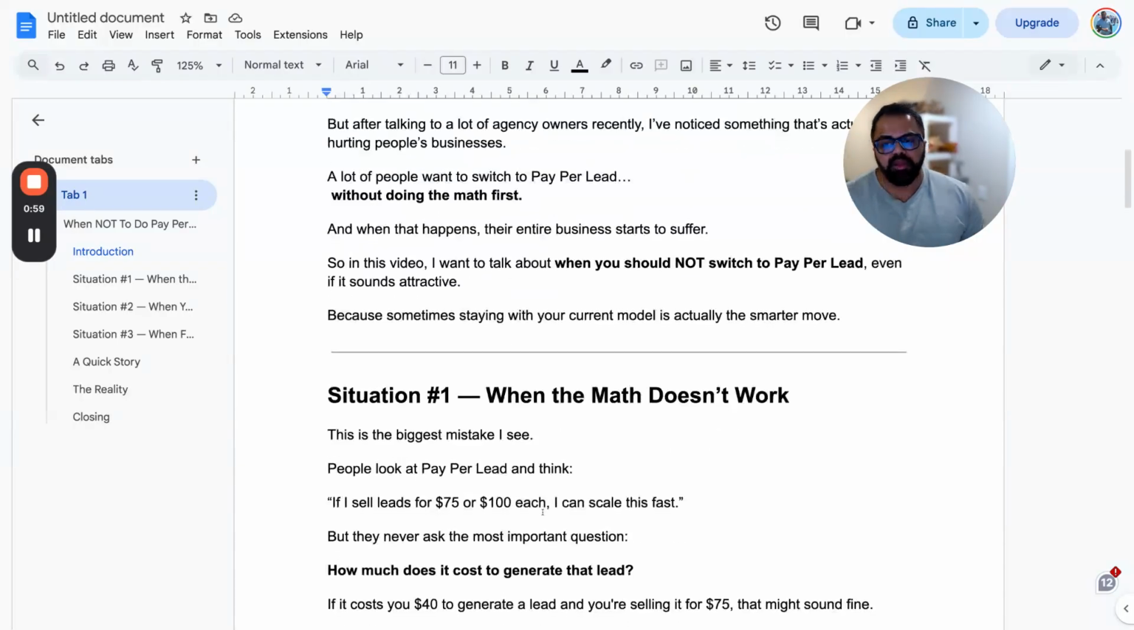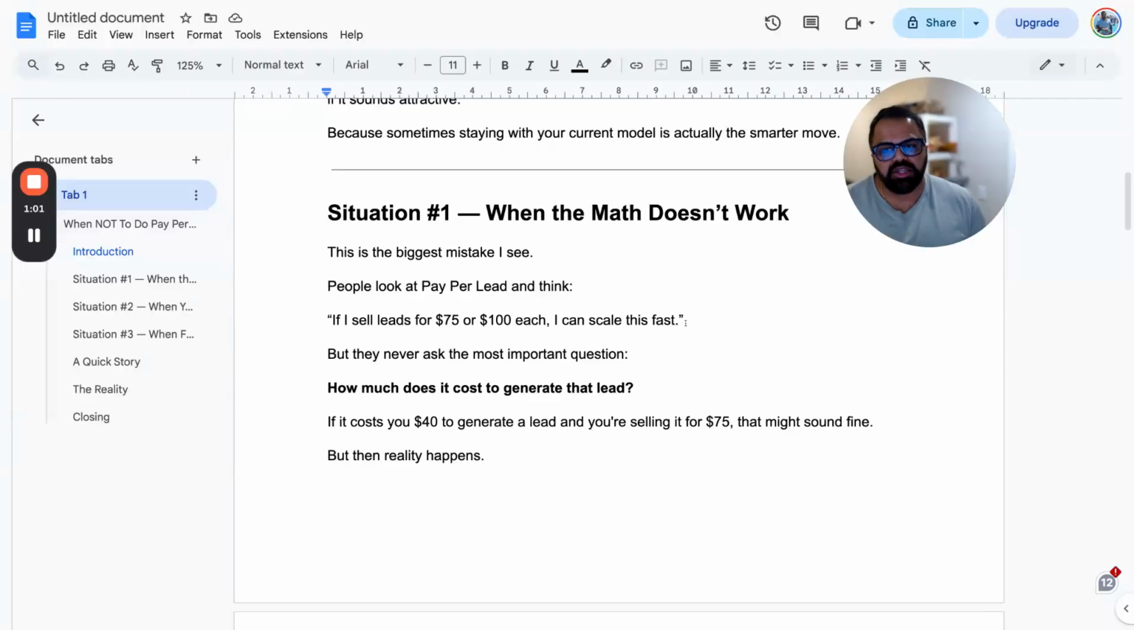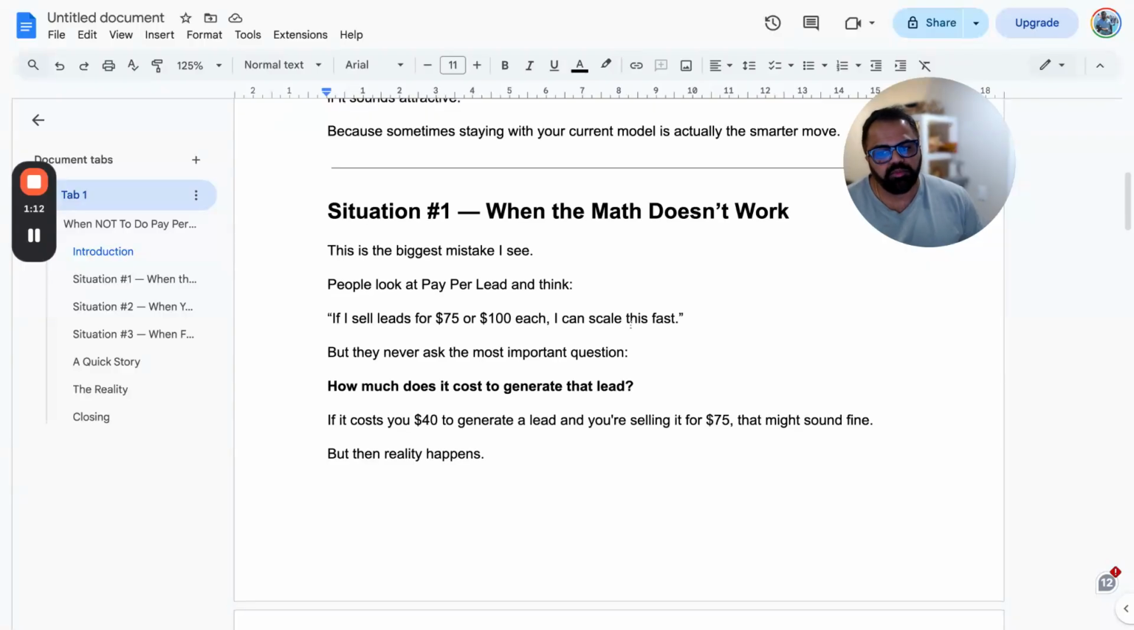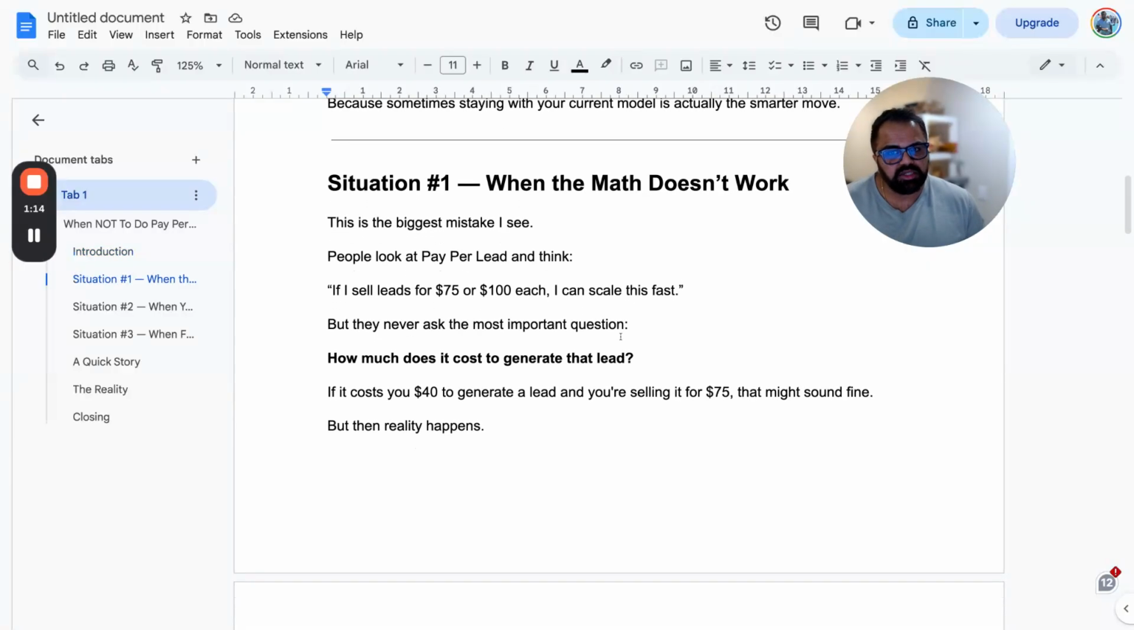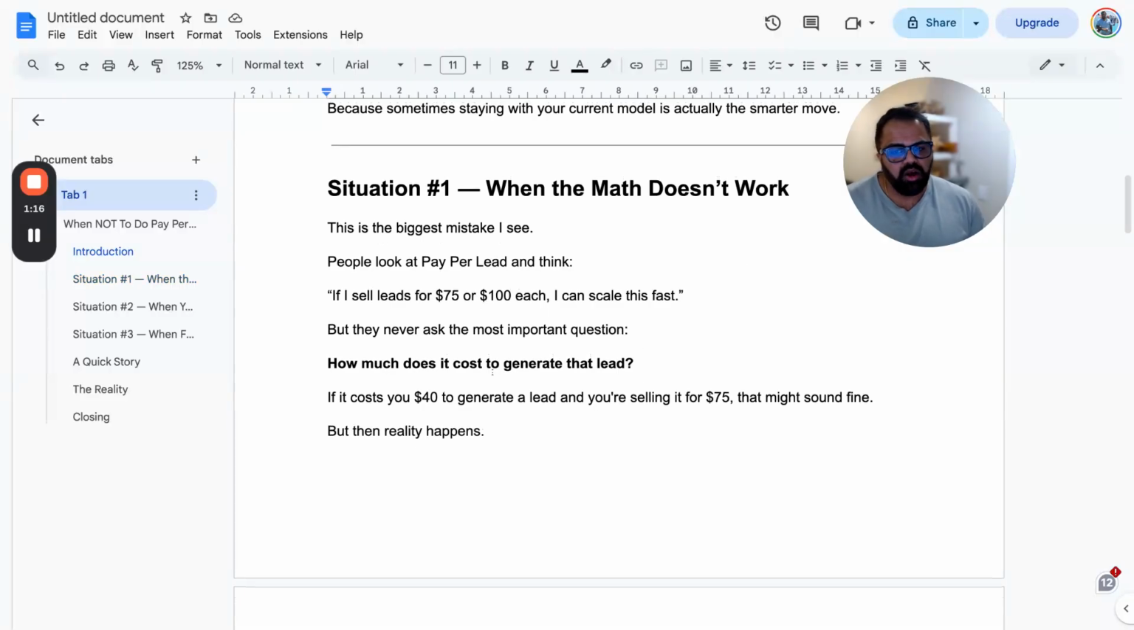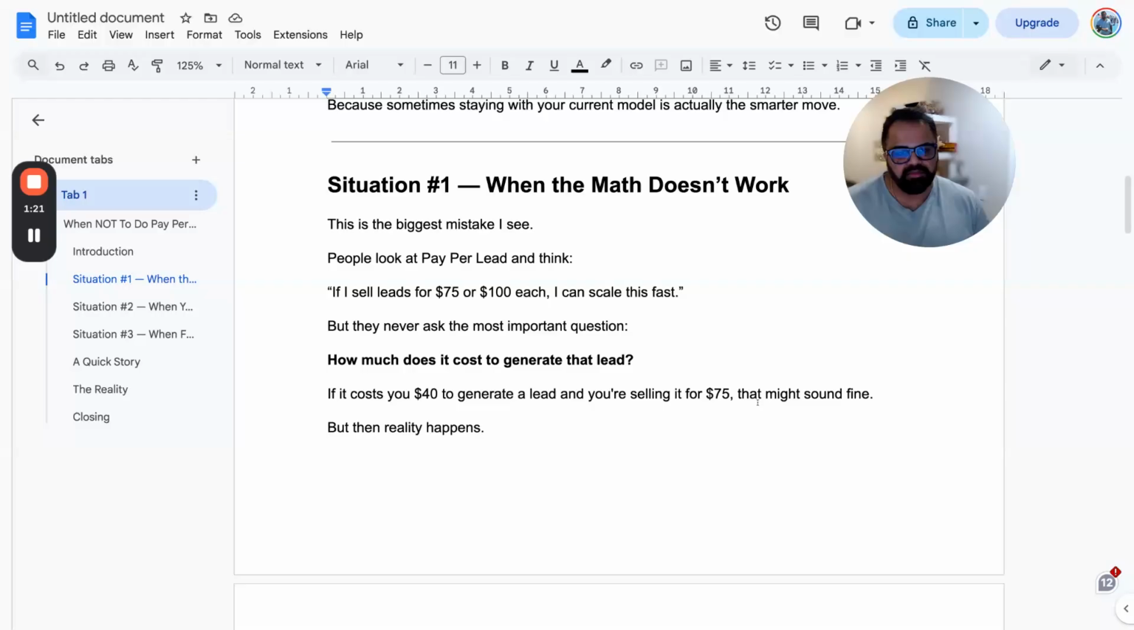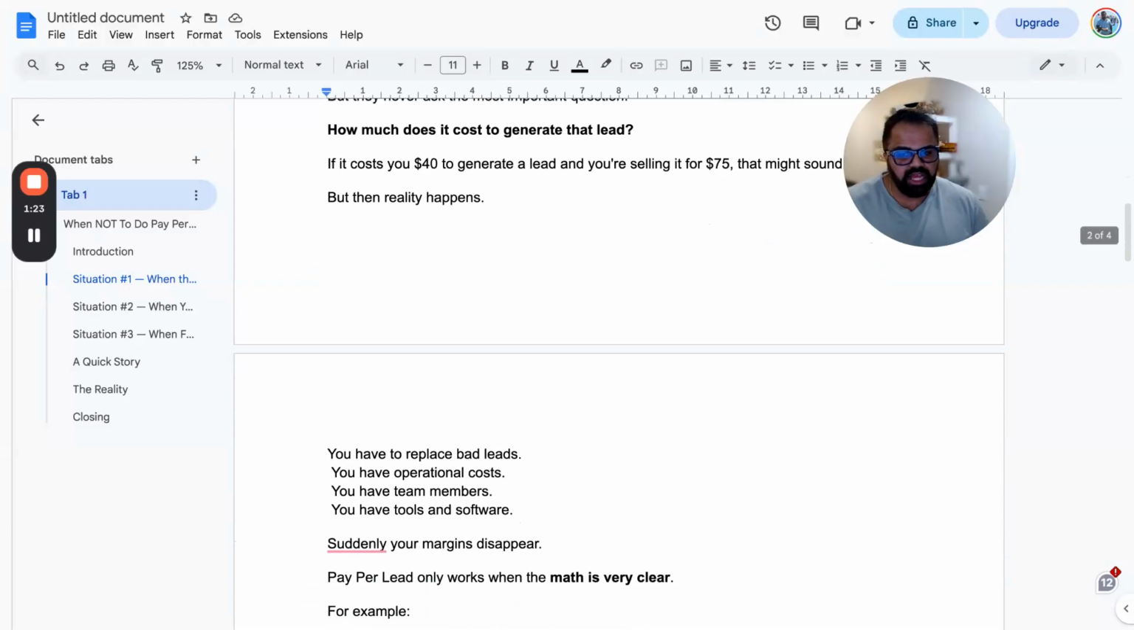Okay, so situation one: when the math does not work. This is the biggest mistake I see. People look at paper lead and think, if I sell $75 or $100 leads each, I can scale fast. But they never ask the most important question: how much does it cost to generate the lead? And if it costs $40 to generate a lead and you're selling it for $75, that might sound fine to you, but then reality happens.